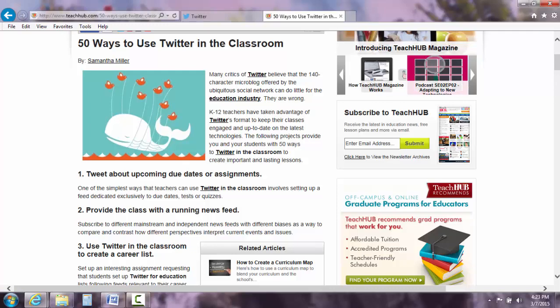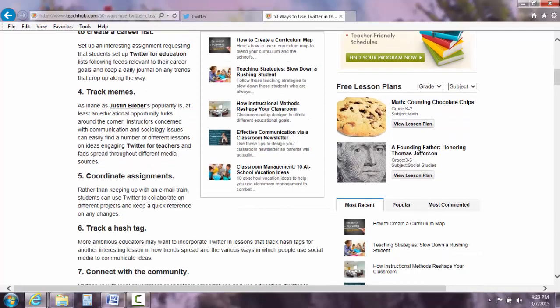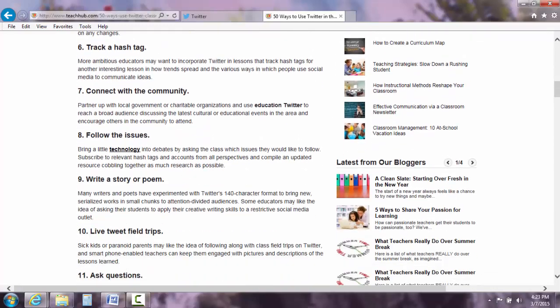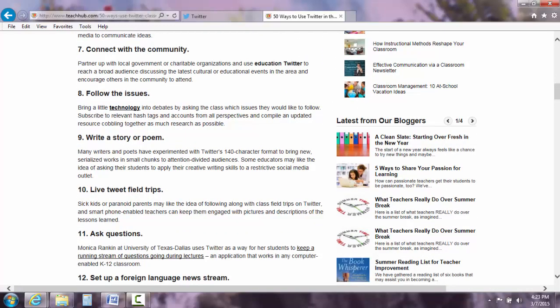And so they know what's going to be coming at them and what to expect, such as that first one where it talks about tweets of upcoming dates or assignments, coordinating assignments, connecting with the community. Further on down, like number 9, write a story or poem, is actually where we would start with this.